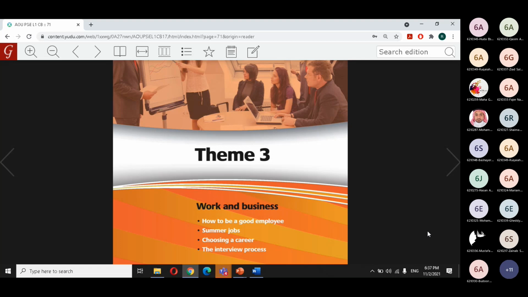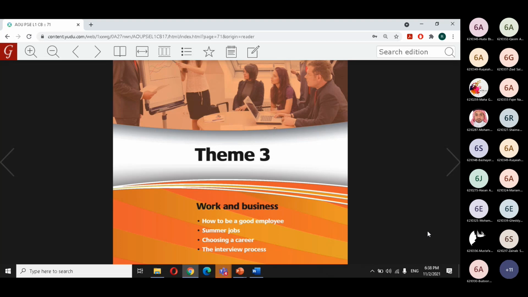Now we will move to theme 3. Theme 3 is about work and business. Okay, what are we going to study in theme 3? In theme 3, we are going to study how to be a good employee. If you have a job, or even if you want to have a job, you need to be a good employee. So the question is, how? How to be a good employee.